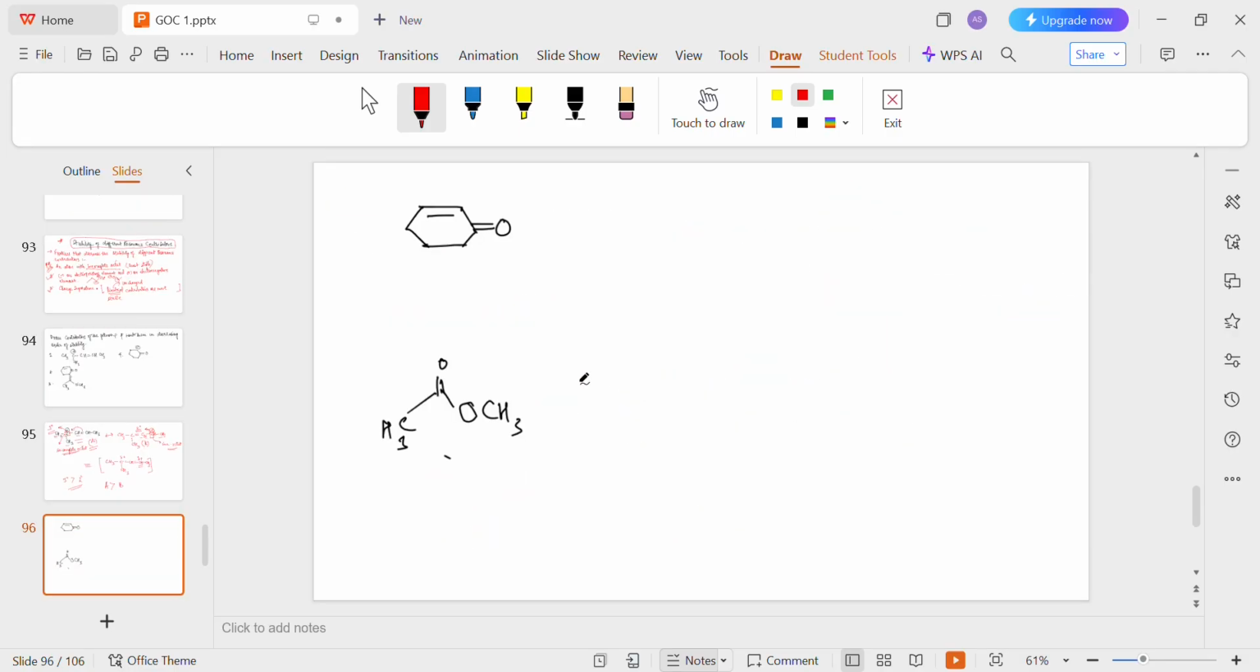Now let us see the next question. We have to draw resonance contributors of it. We have pi, sigma, pi type delocalization here, pi, sigma and pi. And you have a choice of moving pi electrons.